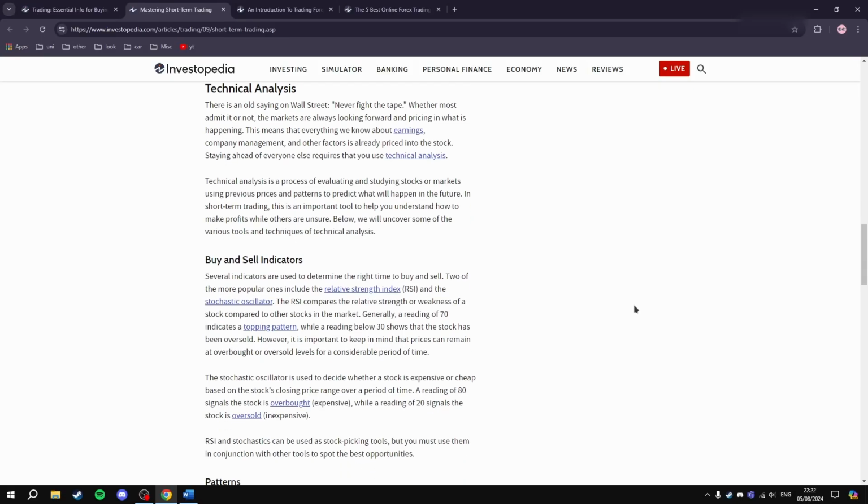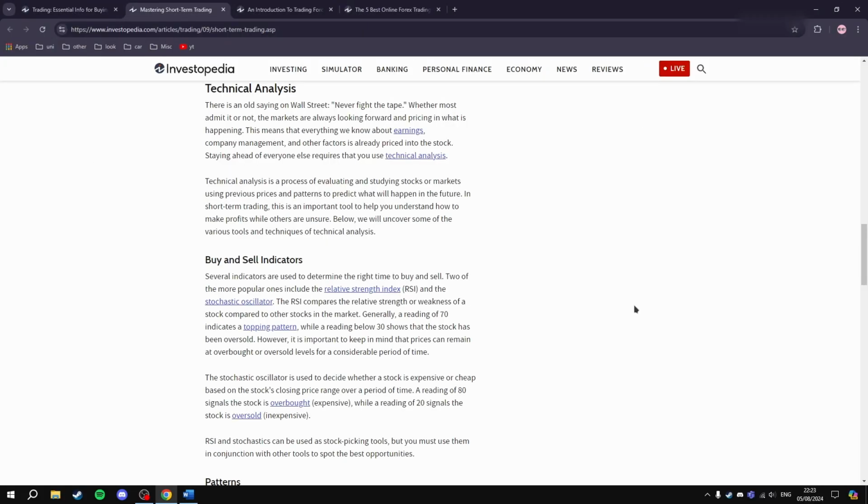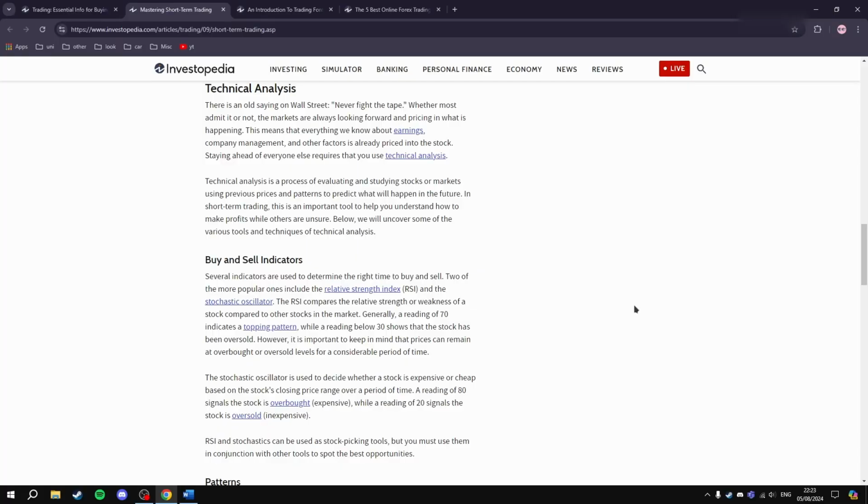Okay, technical analysis. There's an old saying on Wall Street: never fight the tape. Whether most admit it or not, the market is always looking forward and pricing in what is happening. This means that everything we know about earnings, company management and other factors is already priced into the stock. Staying ahead of everyone else requires that you use technical analysis.